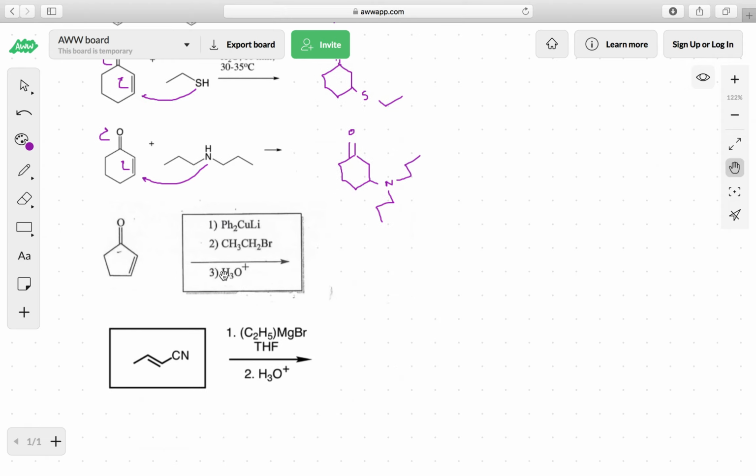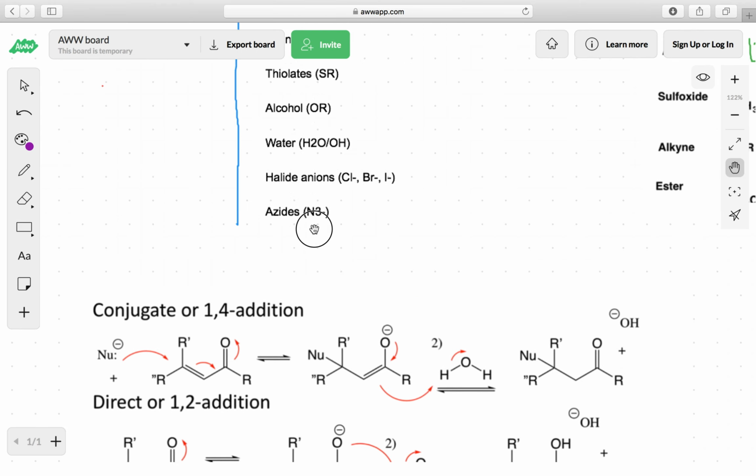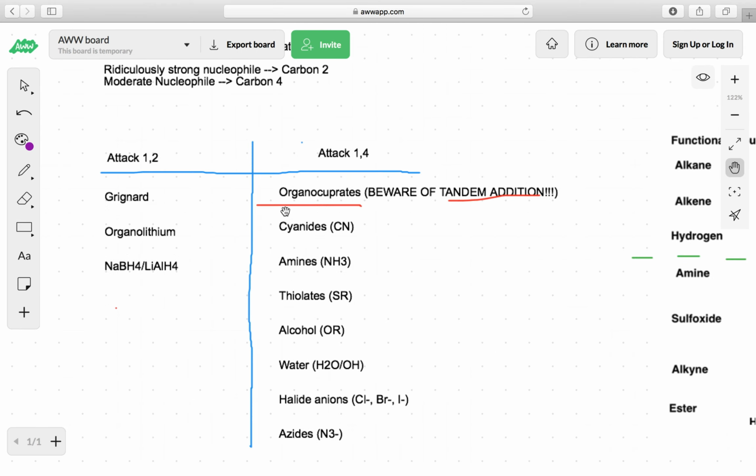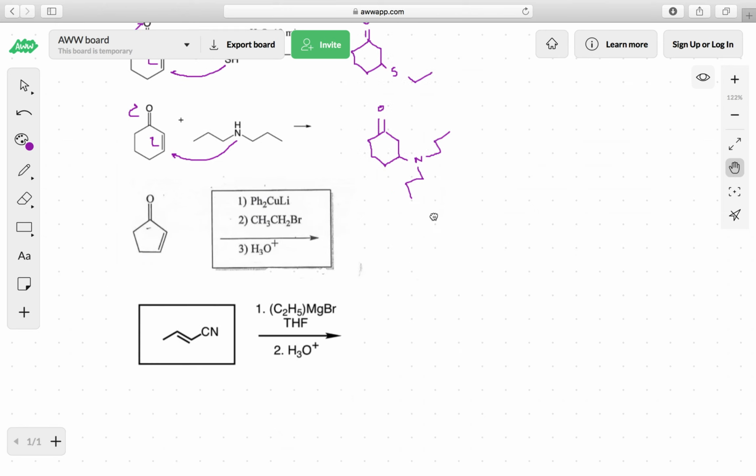Now here, this is a tricky one. Let's go back up to the table. We were presented with an organocuprate. So organocuprate is actually 1,4, not 1,2, and I told you, beware of tandem addition. So let's see what that means. So the first thing that's going to happen is this organocuprate will attack 1,4. So you should see it coming in and attacking here. And let's just push this bond up.